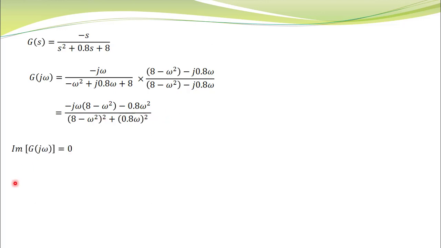Again, this equation: imaginary part of G of j omega equal to 0. The imaginary part is over here, and that is equal to 0. What are the solutions to this equation? There are two solutions: one, omega equal to 0, and the second solution is omega equal to square root of 8. The first is a trivial solution, because oscillations with frequency of 0 mean no oscillations, so we are not interested in this solution. Here is the second solution to this equation, that is omega equal to square root of 8.